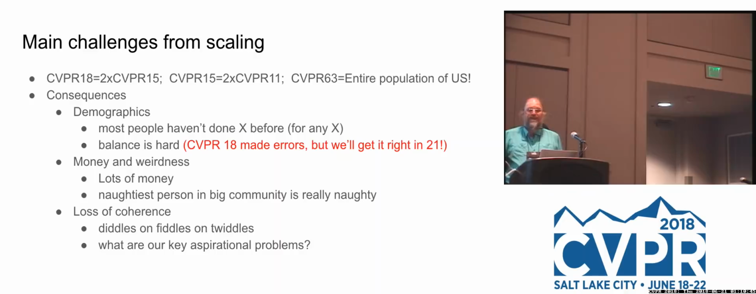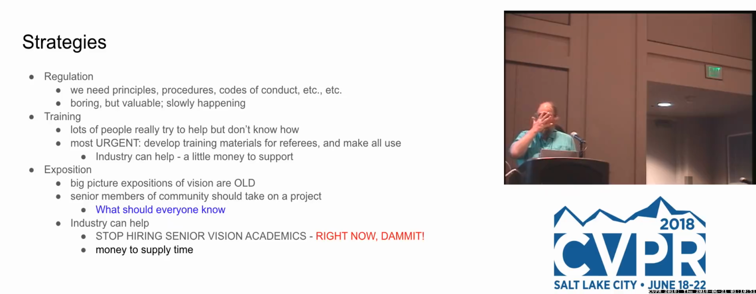Okay, so I suggested three strategies. This is a bit of a rerun of a talk at IJCV the other evening. Firstly, we actually need regulation. Bureaucracy is a nuisance. Anybody who's been in an American university knows that there are all sorts of problems with bureaucracy, but we need it. We need principles, procedures, codes of conduct, all sorts of stuff.